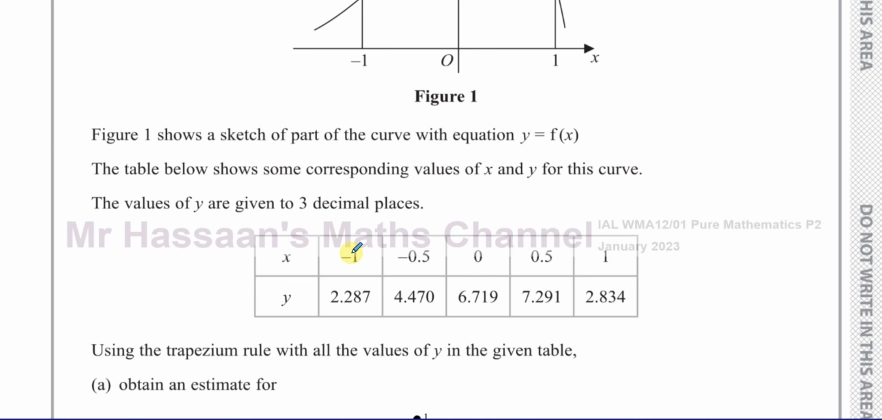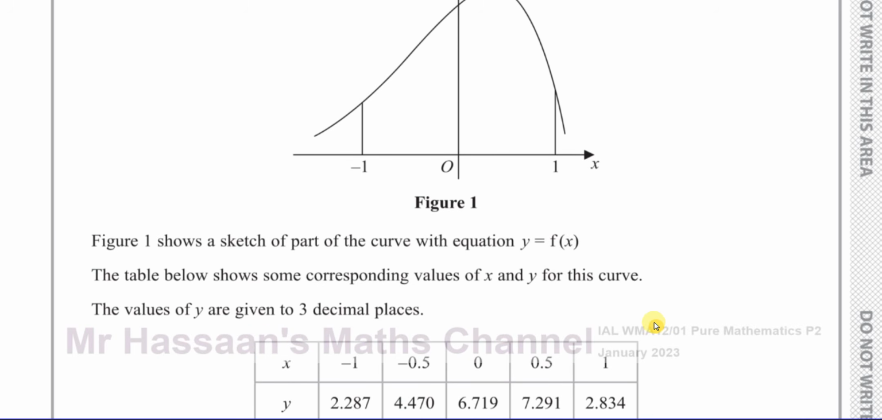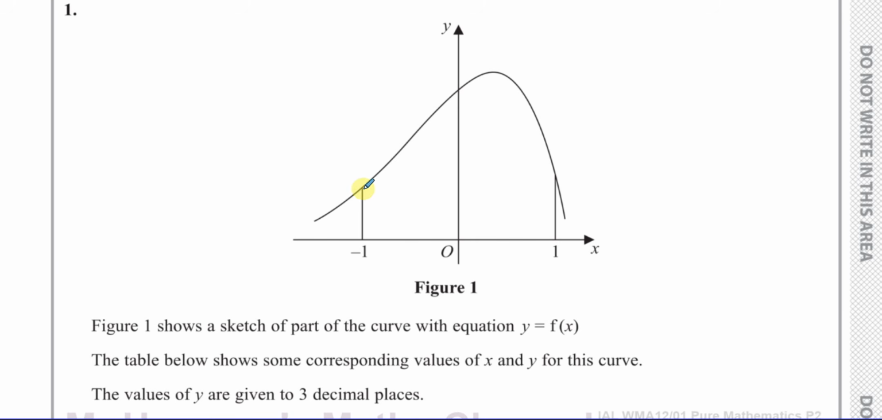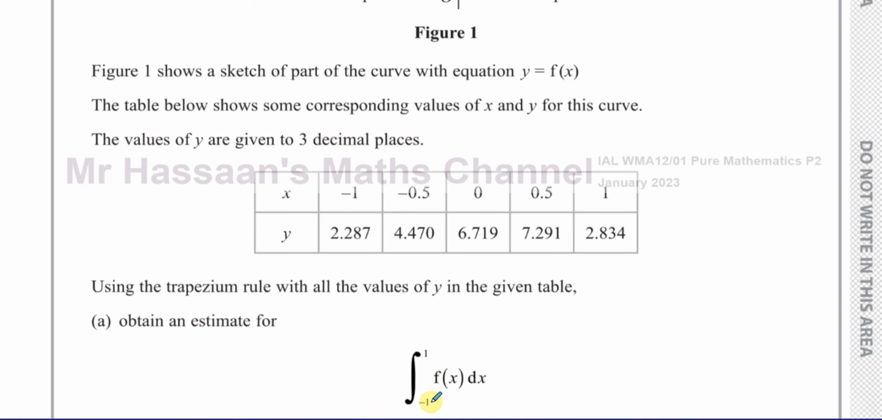We want to use the trapezium rule with all the values of y in the table to obtain an estimate for this integral between -1 and 1 of f of x with respect to x, and we need to give the answer to 2 decimal places. All right, so now basically we need to find the area under this curve. That's what this is. When we integrate a curve between limits, we're finding the area under the curve, and we're not actually able to find the integral because we do not know the equation of the curve.